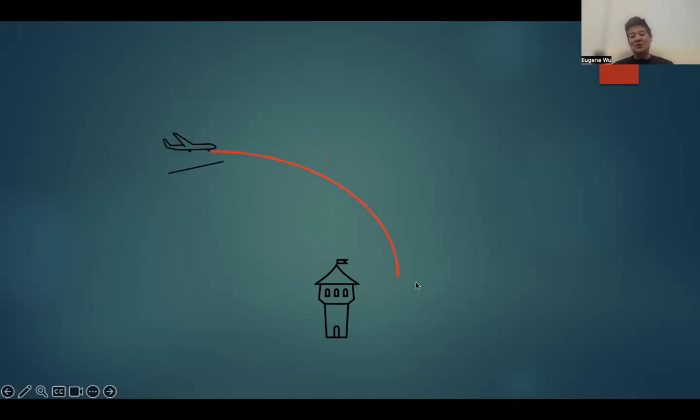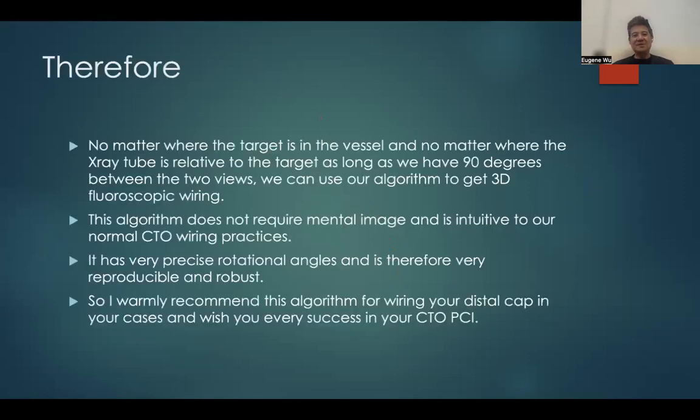If your bomb overshoots the tower, what you need to do is to rotate it back because this missile has heat seeking. You can turn it around. It's controllable. Therefore, no matter where the target is in the vessel, no matter where the X-ray tube is relative to the target, as long as we have 90 degrees between the two views, we can use our algorithm to get 3D fluoroscopic wiring. This algorithm does not require a mental image at all. It doesn't strain the brain, and is intuitive to our normal CTO wiring practices. It has very precise rotational angles and is therefore very reproducible and robust. So I warmly recommend this algorithm for you to try in your distal caps.